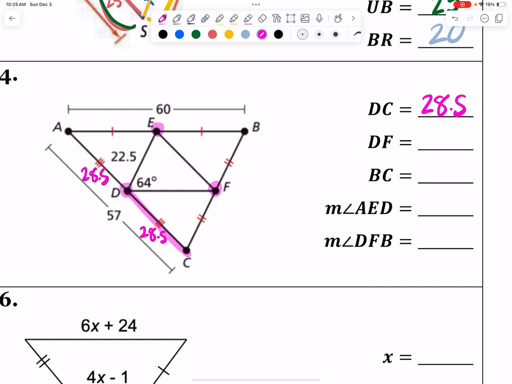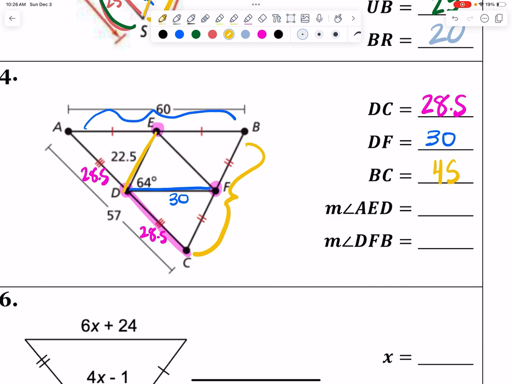So D to F. DF is here. It is parallel to the 60, so it's going to be exactly half, which is 30. And then BC, I kind of change it up on us. The BC is this full amount. So how do I find B to C? B to C is from here to here. It is going to be double this mid-segment, which is 22.5. 22.5 times 2 is 45.